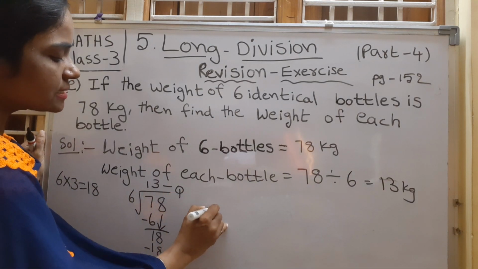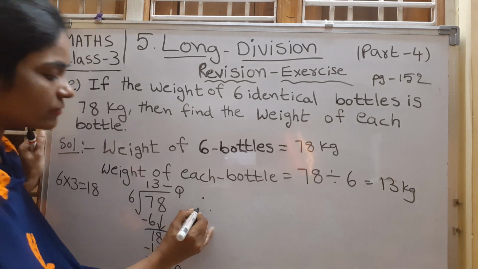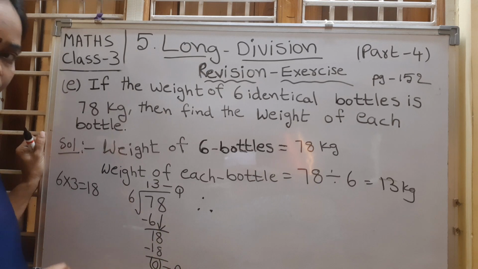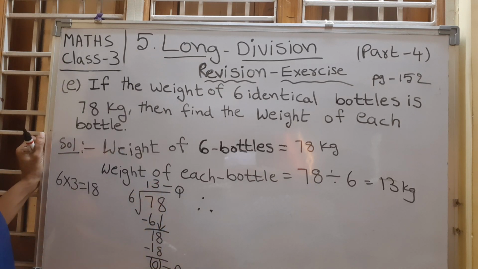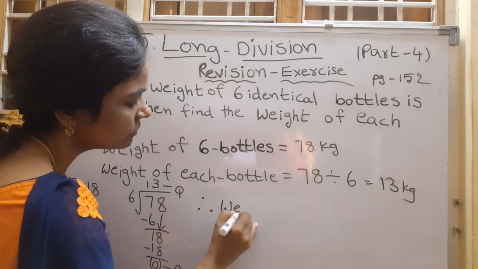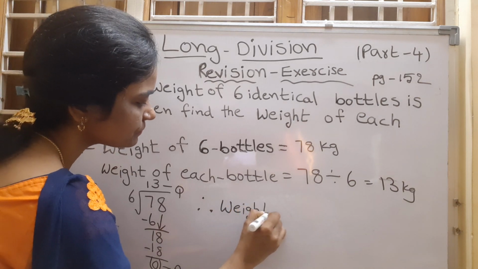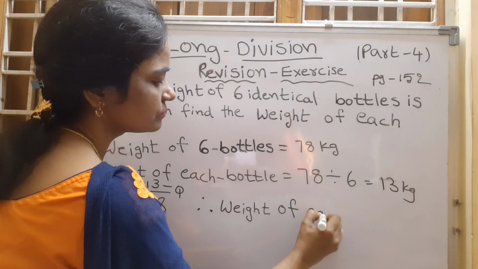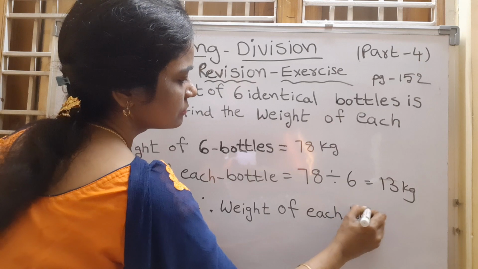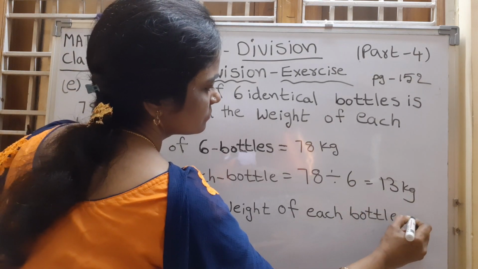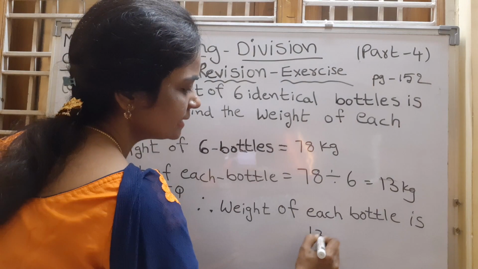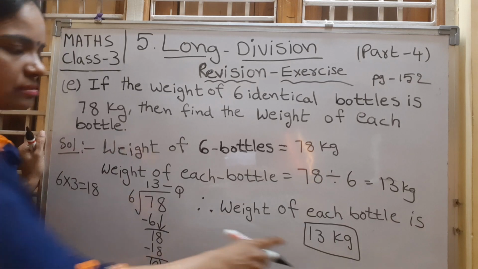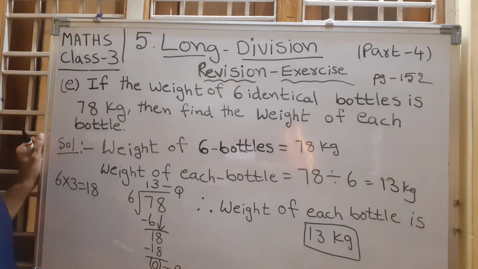So write down the final statement, children. What is the final statement? This is the therefore symbol. Symbol of therefore, 3 dots. Therefore, weight of each bottle is 13 kgs. Write down, children. Weight of each bottle is 13 kgs. Mention the units and highlight the answer in a box. 13 kgs. I hope you understood, children.